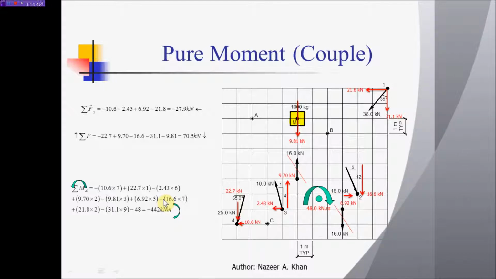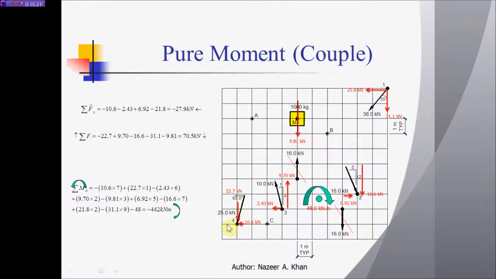Let's go to 21.8. Okay, 21.8 right here. And that has a distance of 2 from the line of action going in the positive direction, right there. And the vertical, 31.1, the distance will be 2, 4, 6, 8, 9. So we have a distance of 9. It's going in the negative direction or clockwise direction, right there.